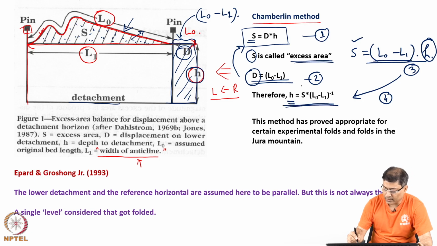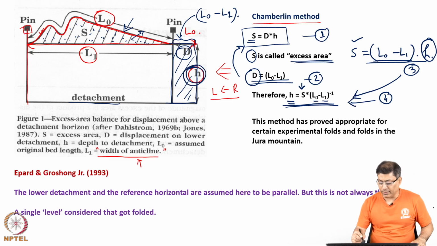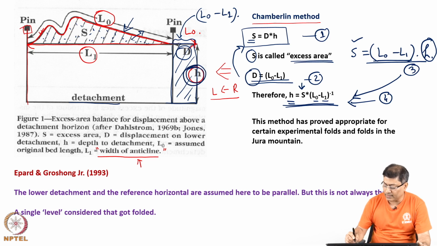Now, through geometric measurements, capital S can be obtained, which is the excess area. L0 minus L1 can be obtained, and by applying the formula in equation 4, we find out the depth of the detachment. This method is not just theoretical, but it has been proved appropriate for certain experimental folds by structural geologists and also folds in the Jura mountain. So, for the real folds as well.